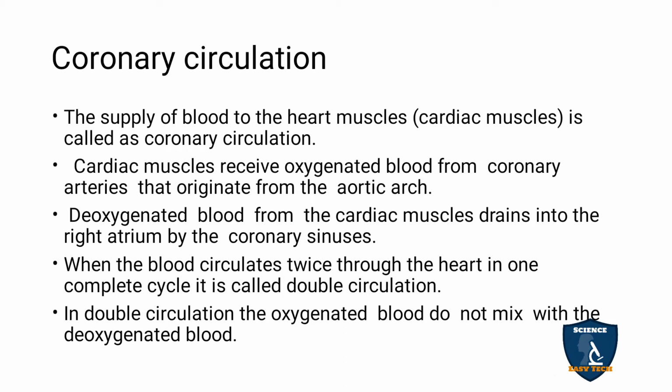When the blood circulates twice through the heart in one complete cycle, it is called double circulation. So the circulation takes place twice in the heart. Such a type of circulation in one cycle is called double circulation. In double circulation, the oxygenated blood does not mix with the deoxygenated blood.